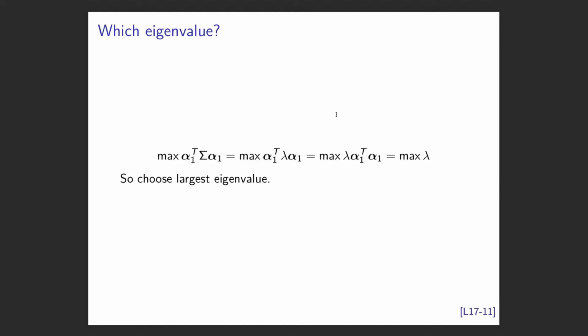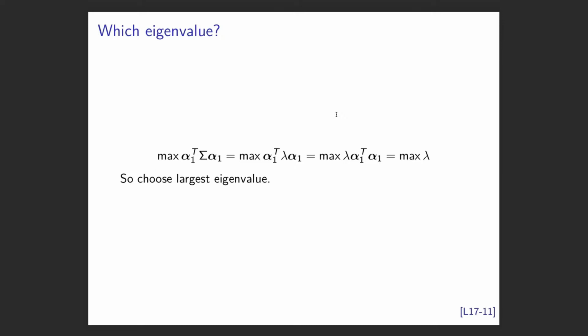So let's look at it. Let's go back to what I'm trying to do. I'm trying to maximize this alpha 1 transpose sigma alpha 1. Well, by the definition of the eigenvalue, I can replace the sigma alpha 1 by lambda alpha 1. So I want to maximize this. Well, lambda is just a scale, so I'm going to bring it out the front. And because we said that this has been normalized, we know that alpha 1 transpose alpha 1 is 1. So we want to maximize lambda. So all I do is I go to all my eigenvalues, I find the largest one, and the appropriate eigenvector will give you the first principal component.